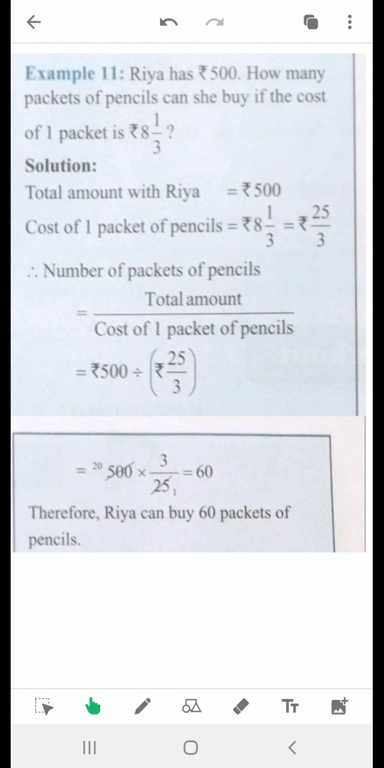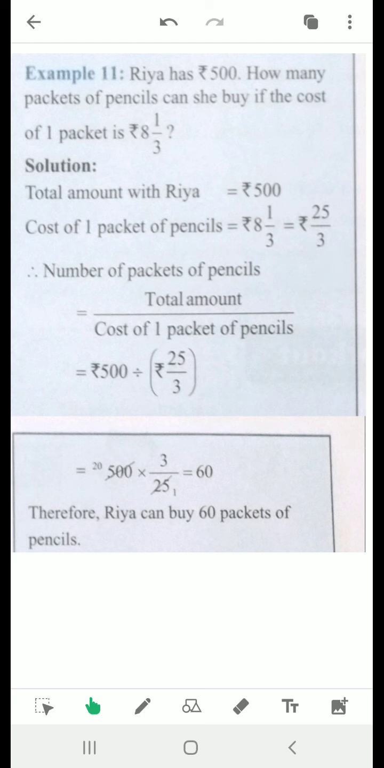Then no need to be worried. We know how to divide in the fractions also. We have already learned about it, how to divide the fractions. Then what we'll do? Total amount with Ria is rupees 500. Cost of one packet of pencil is 8 1 upon 3, that will be 25 upon 3.